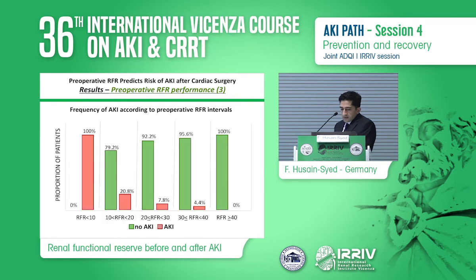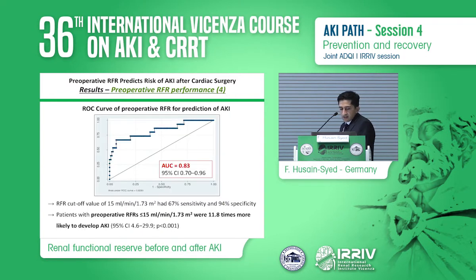And when we looked at the preoperative renal function reserve in terms of interval and the risk to develop AKI, we saw a clear trend, meaning the less the renal reserve, the more likely it is that the patient will develop AKI. And using ROC curve, renal reserve predicted patients who would subsequently develop AKI with a C-statistic of 0.83, and a cutoff value of 15 had a good sensitivity and very good specificity. In fact, patients with values less than 15 had a greater than 10 times increase in risk to develop any type of AKI compared to patients who had values above.